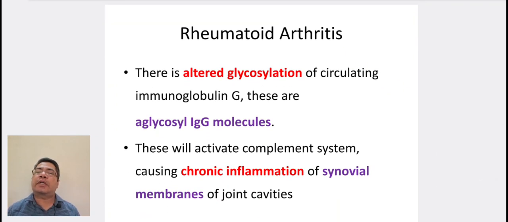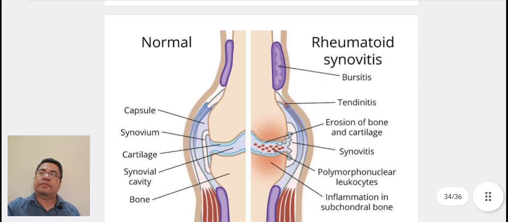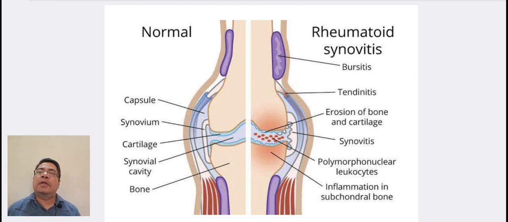Coming to rheumatoid arthritis, there is altered glycosylation of circulating immunoglobulin G. These are called aglycosyl IgG molecules. These will activate the complement system, causing chronic inflammation of synovial membranes of joint cavities. In this diagram, we can see rheumatoid synovitis, where bursitis, tendinitis, synovitis, and inflammation of subchondral bone are seen.